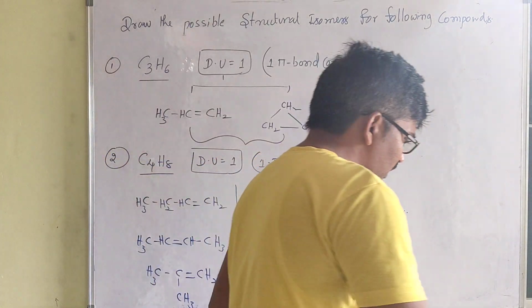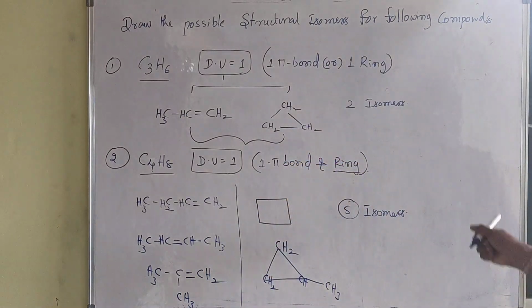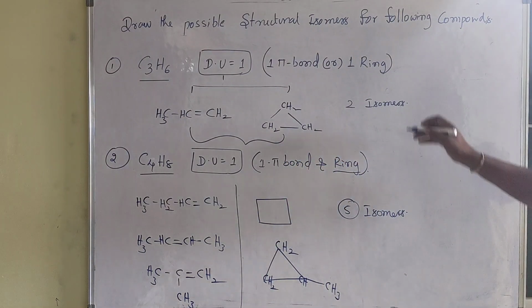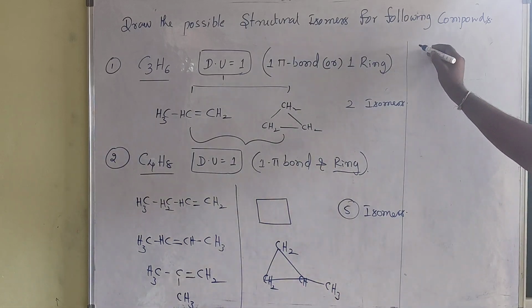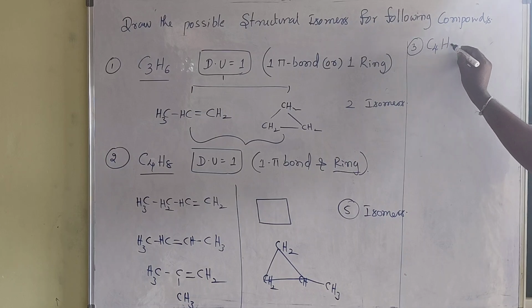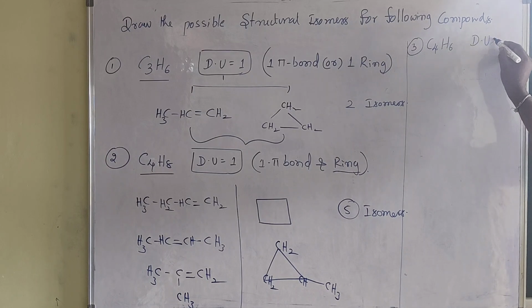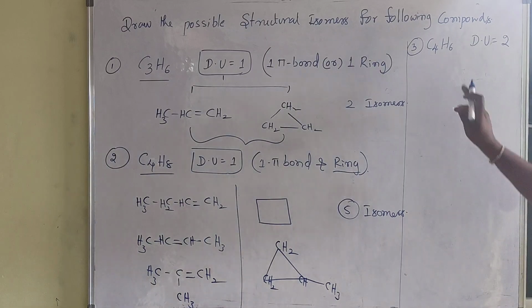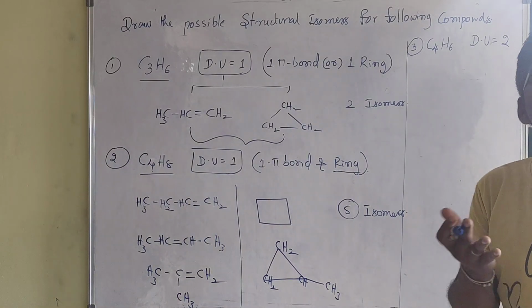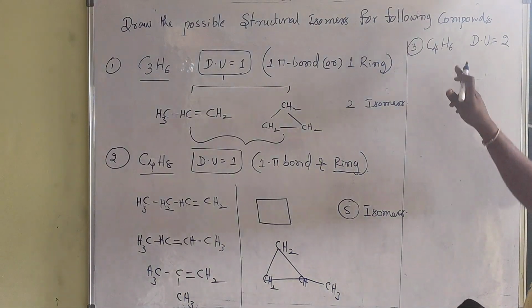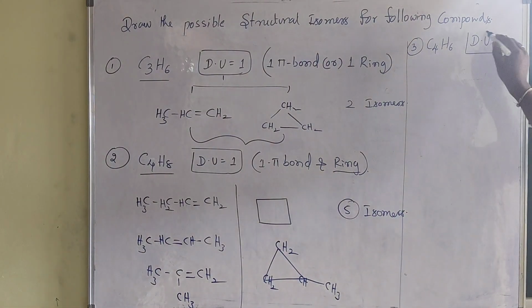Some other molecules we will see. Sir, C4H6 in case you take. Look at the third compound I am taking, C4H6. Degree of unsaturation how much? 2. How? Alkane formula is C4H10. With 4 hydrogen atoms less than alkane, degree of unsaturation equals 2. Once degree of unsaturation equals 2, sir, how many chains are possible? How many rings are possible?